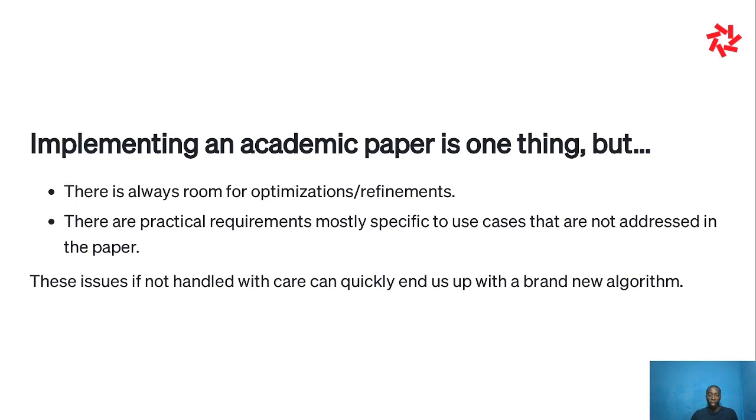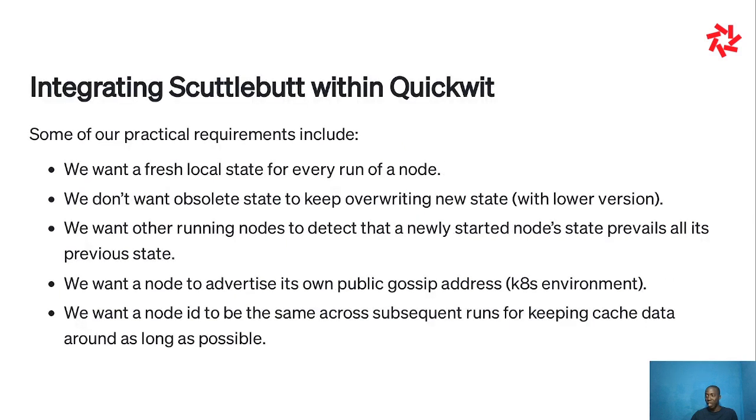And then you end up claiming that you implemented this paper, but when they open your code base, it looks quite different, and sometimes it even looks like a different algorithm. So we need to be careful in that, and in that regard we built, we implemented Scuttlebutt to integrate it with QuickWit.